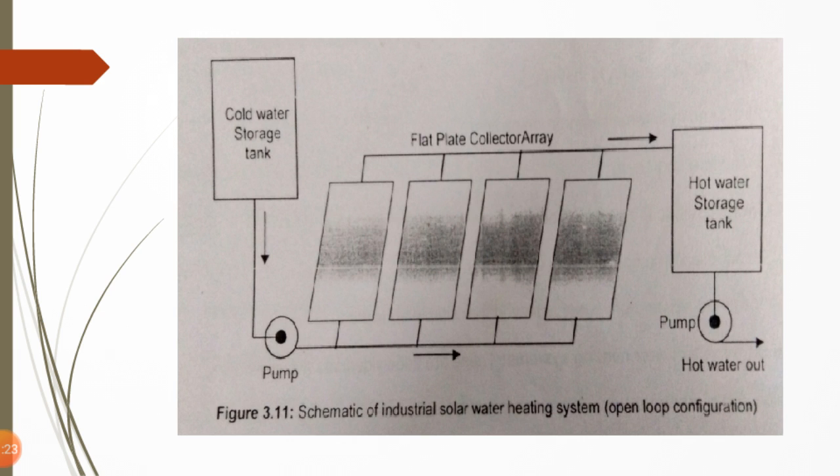So this is the schematic of an industrial solar water heating system, which is in the open loop configuration. Open loop means there is no formation of any loop, so all these processes take place independently of each other, so there is no repetition of any cycle. So this is the open loop configuration.